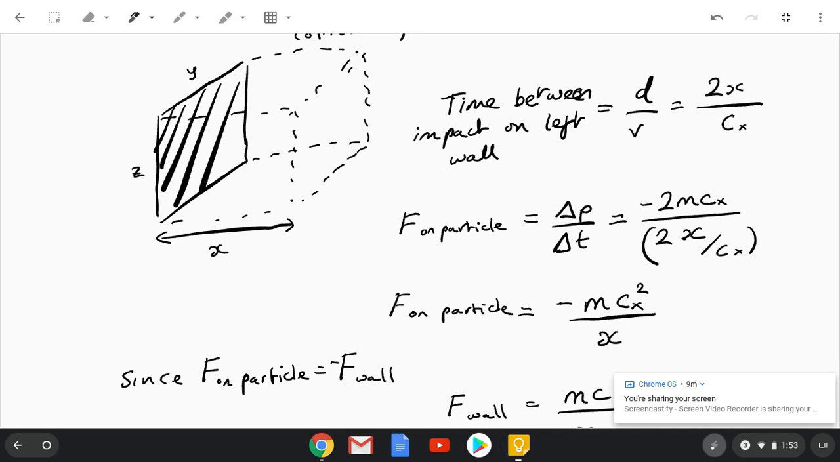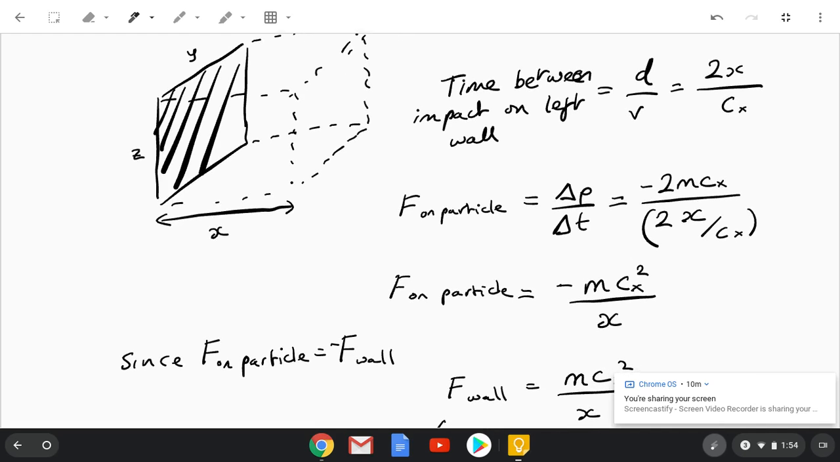So the distance covered is 2 times x, and we know that the speed doesn't change, so that's the speed in the x direction. And that will give us the time between successive collisions on that same wall.